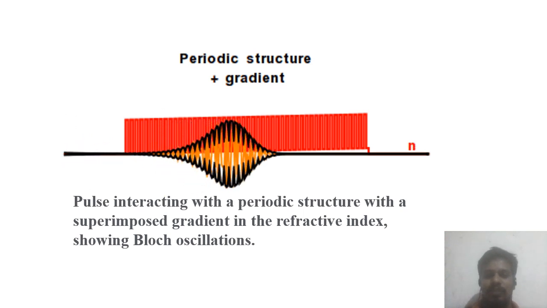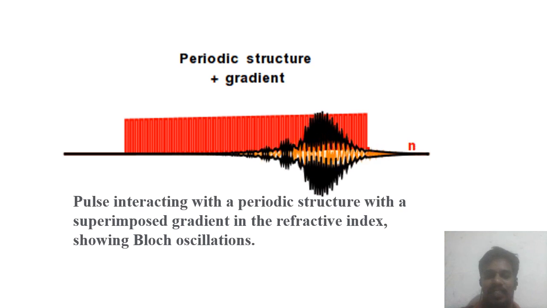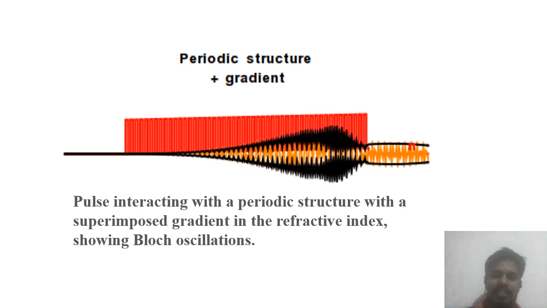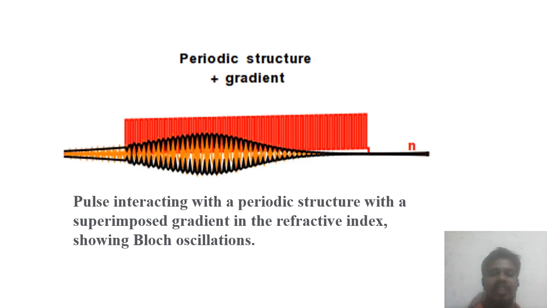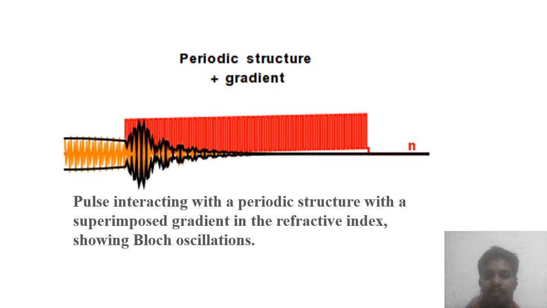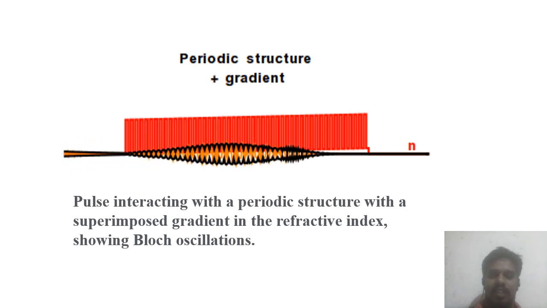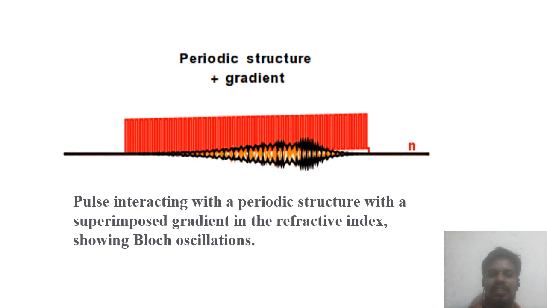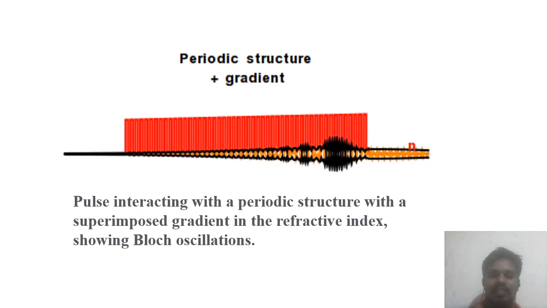So in today's lecture, we first saw the definition of the Zener Bloch oscillation. In the next slide, we saw the simple classical derivation. In the last slide, we showed how we can visualize the Zener Bloch oscillation using this animation. So that's it.